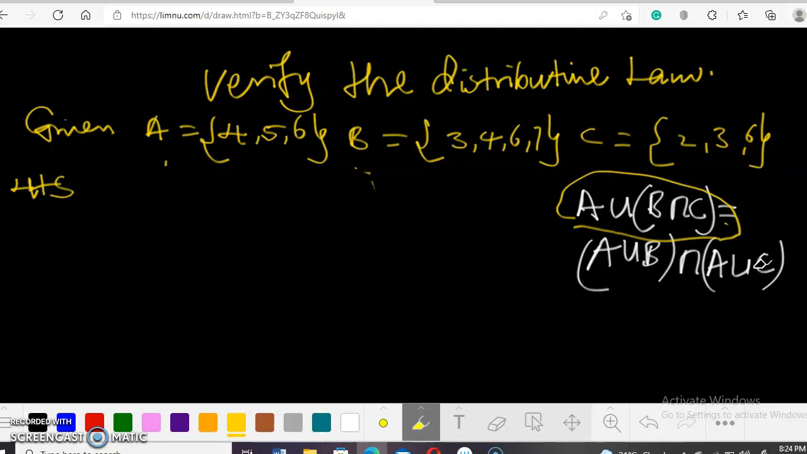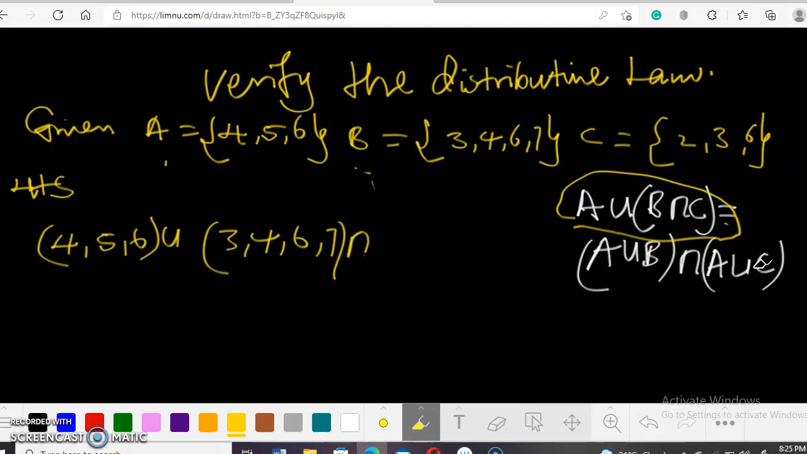And here we have A, which is given by 4, 5, and 6. And this is in union with B intersection C. Our set B is given by 3, 4, 6, 7. And this set is intersecting C, which is 2, 3, and 6.